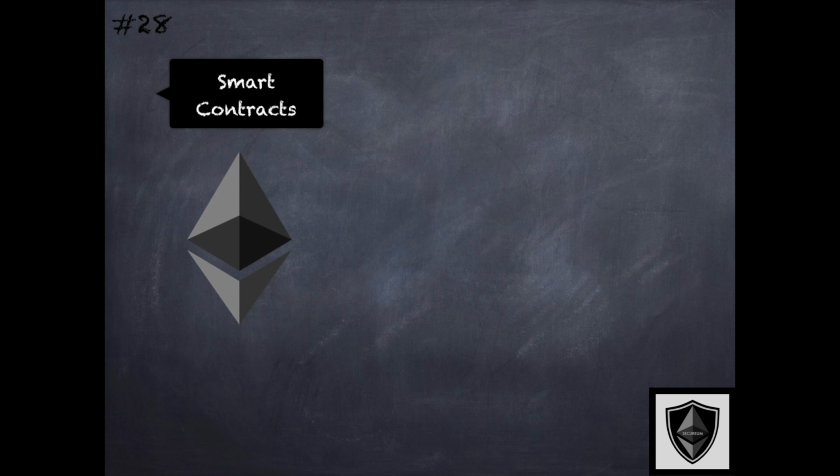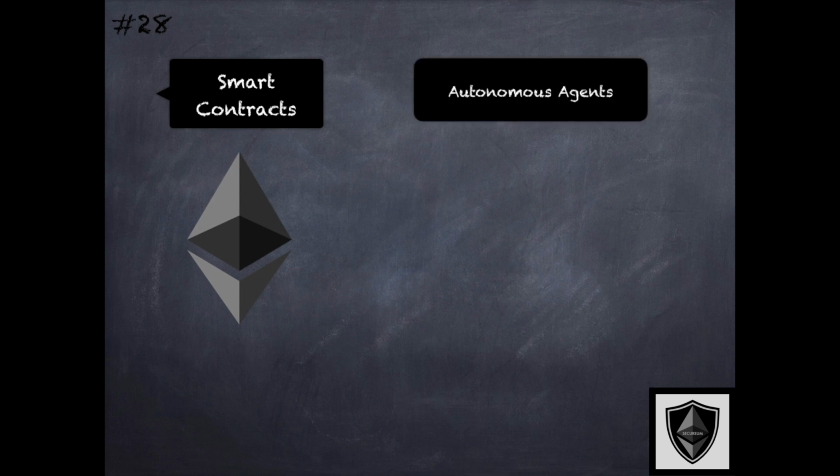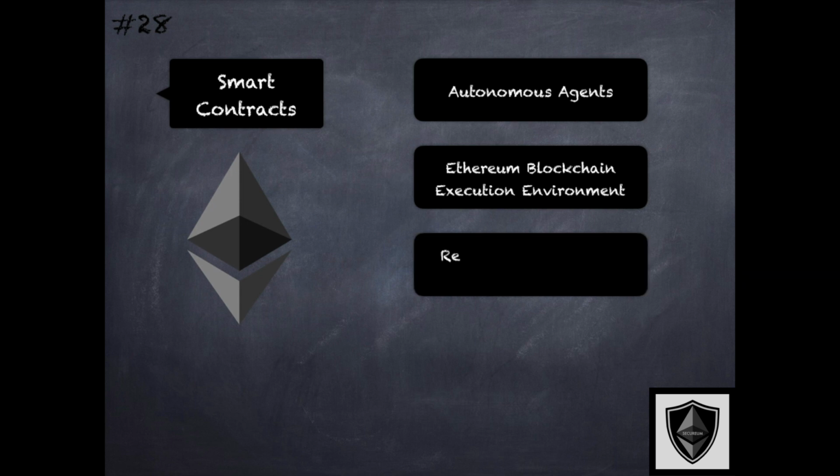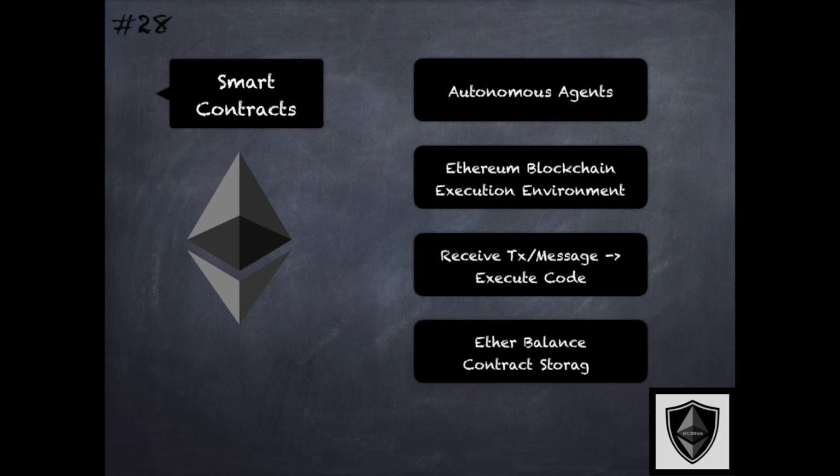Now let's take a step back and try to conceptually understand what smart contracts are. Smart contracts can be thought of as autonomous agents, in the sense that they're always present in the execution environment of the Ethereum blockchain. They're always ready to be triggered by a transaction or a message that is sent to them, and that results in the execution of the code that is present in their contract account. They have access to the Ether balance of their account, they have access to the contract storage, and the execution of the code results in manipulation of this balance and the contract storage.